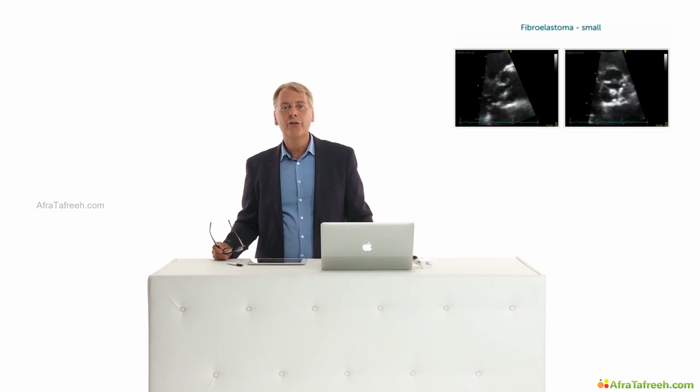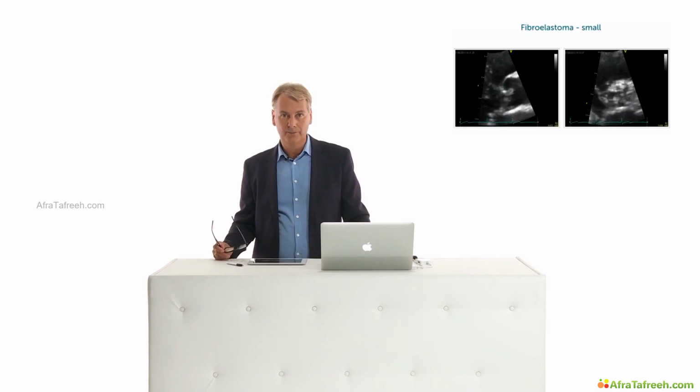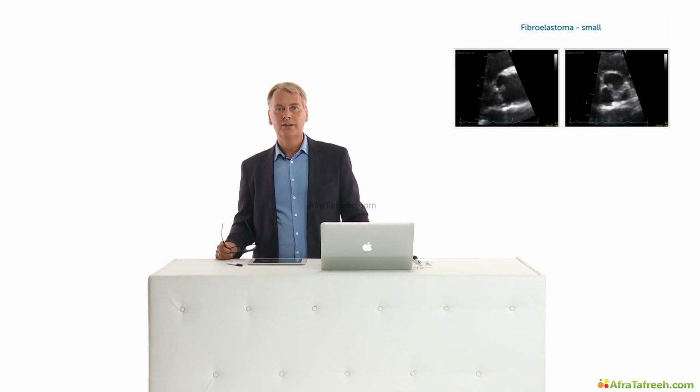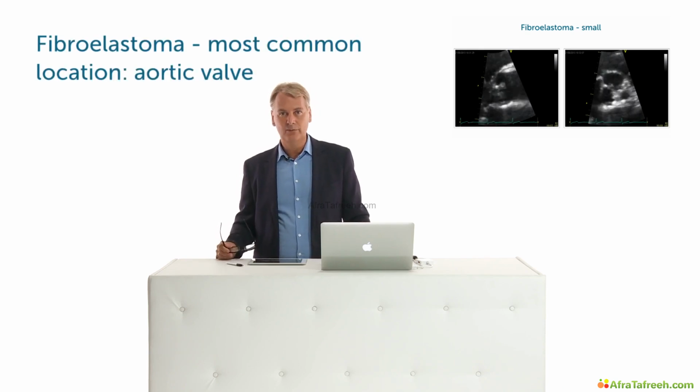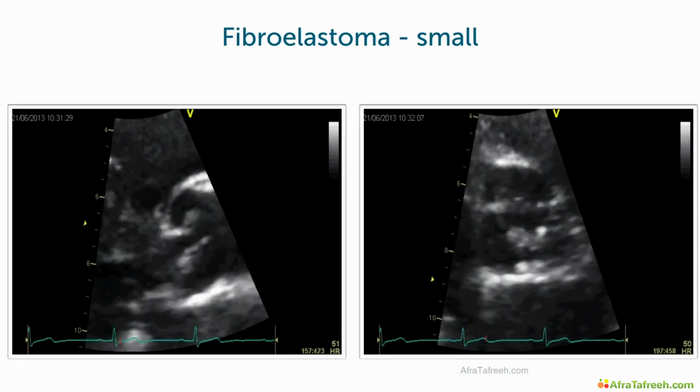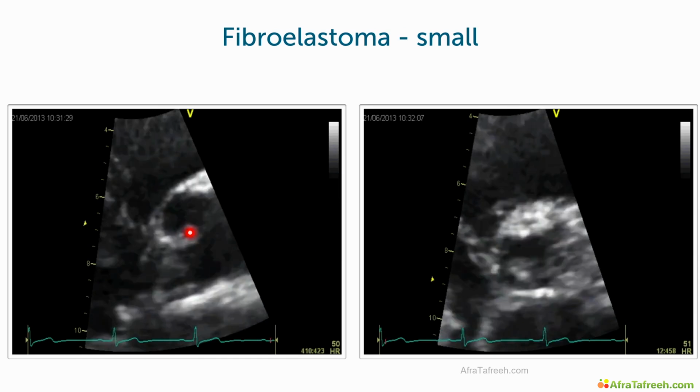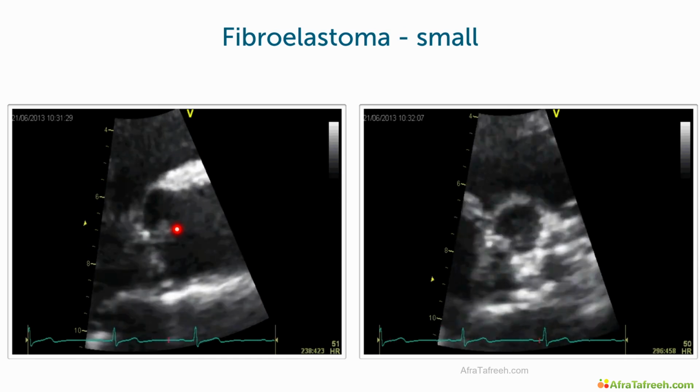And here is the third most common benign tumor, the fibroelastoma. Now, fibroelastomas can be quite difficult to detect at times because they can be rather small. This example shows the typical location of a fibroelastoma, the upstream side of the aortic valve. Right here is this small structure attached to the aortic valve.